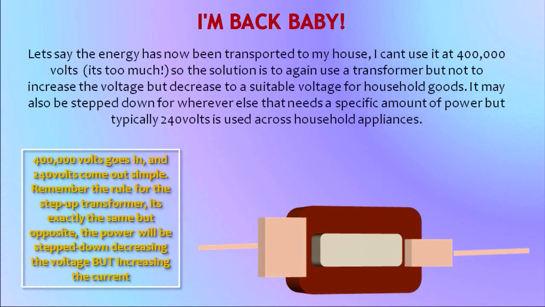400,000 volts goes in, 240 volts comes out. Simple. Remember the rule for the step-up transformer. It's exactly the same, but opposite. The power will be stepped down, decreasing the voltage, but increasing the current.